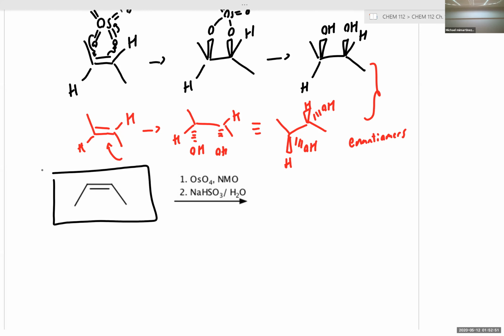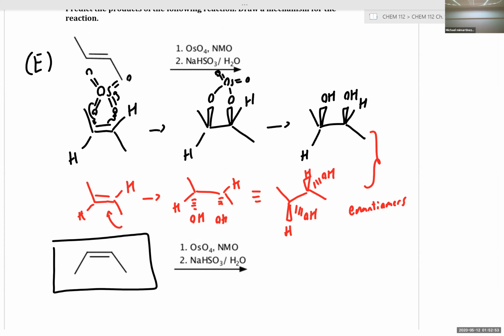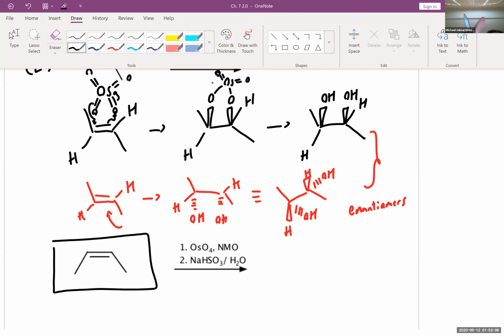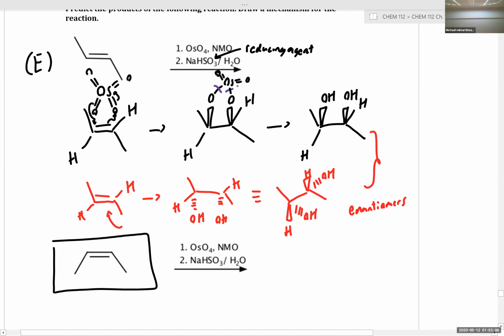The sulfur doesn't end up incorporated. Essentially, this bisulfite is a reducing agent, and it cleaves the bond between your diol and the osmium complex. It's just a reducing agent.